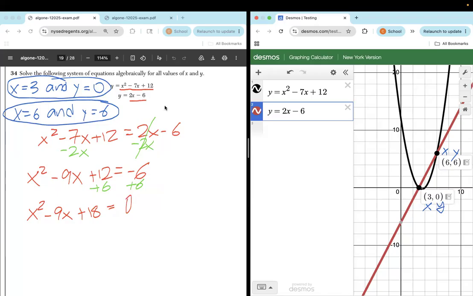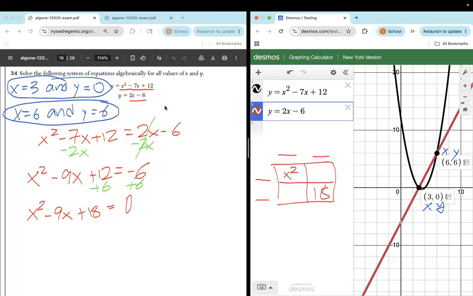Now, since it's equal to 0, I can either use quadratic formula or I can factor. In this case, I'm going to choose to factor because I can see that the numbers are going to work out. But you can also, at this point, use the quadratic formula if you prefer. So I need to think of my two numbers that will multiply out to 18. Those numbers will also have to add up to negative 9 since I want these to combine into negative 9x.